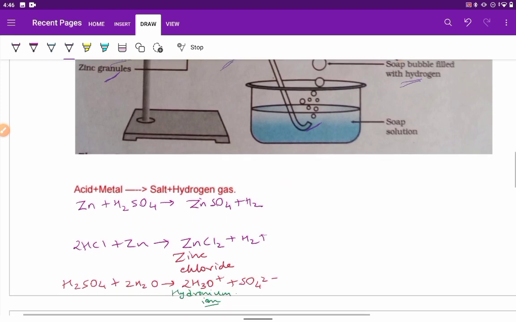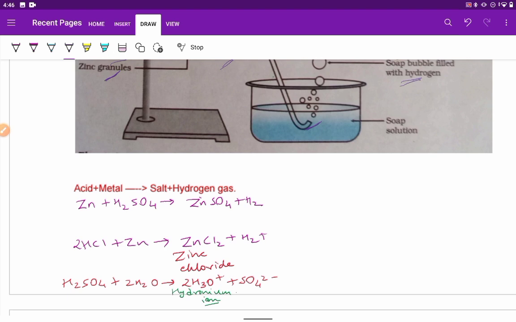Now acid plus metal gives a salt plus hydrogen gas. If we use sulfuric acid, it is zinc sulfate. If you take HCl, HCl plus Zn, we will get ZnCl2 plus H2. Hydrogen gas is evolved in both the cases. So ZnCl2 is zinc chloride.